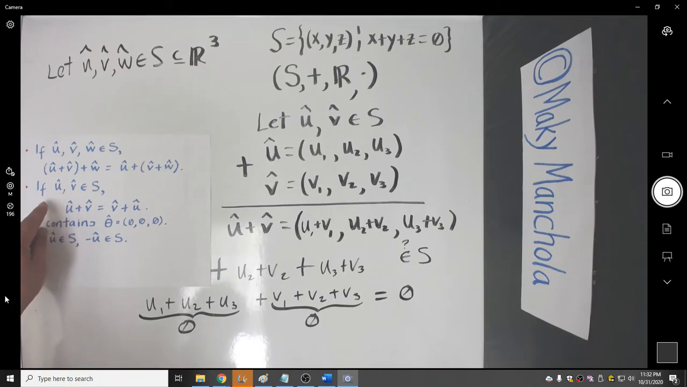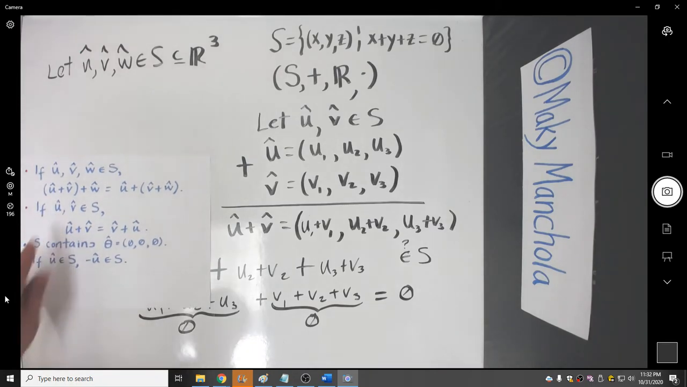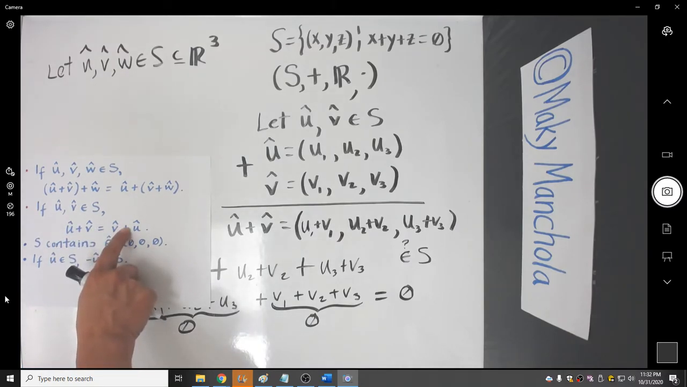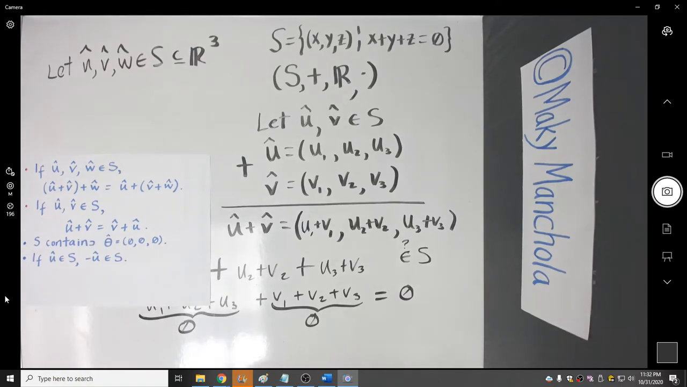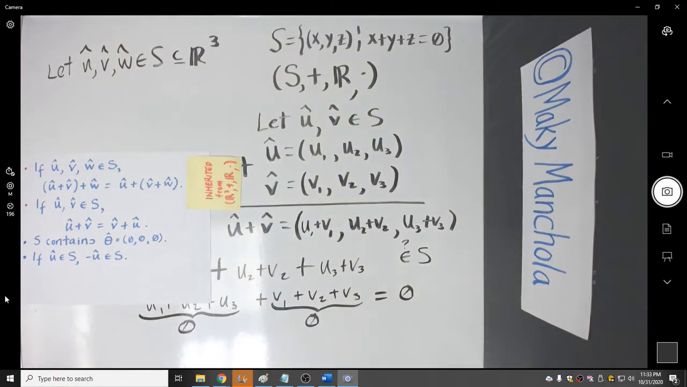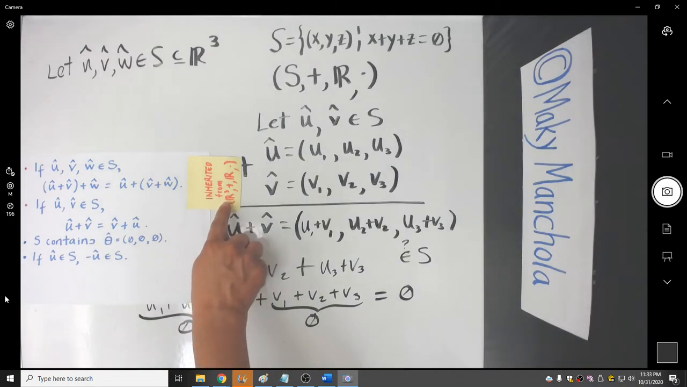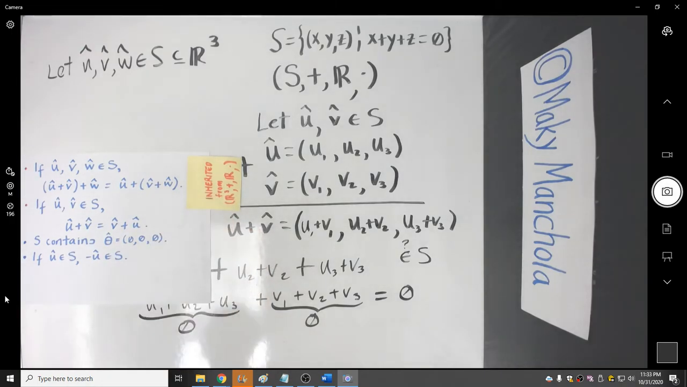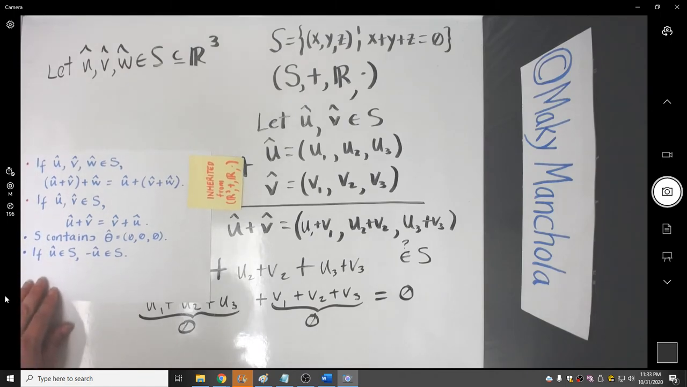Similarly, for the commutative property, if I picked let U, V be elements of S, well, since S is a subset of R3, then U, V are elements of R3. It follows that the commutative property holds because R3 is a vector space. Notice that what we are experiencing here is that these two properties have been inherited from the given vector space, R3. That happens with those properties and some other properties.